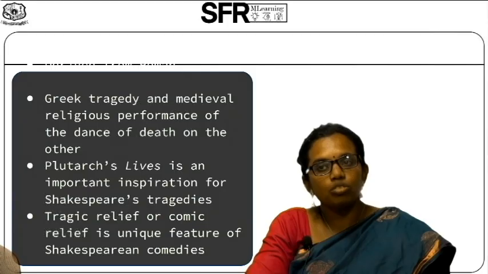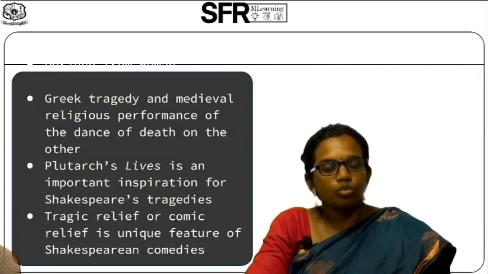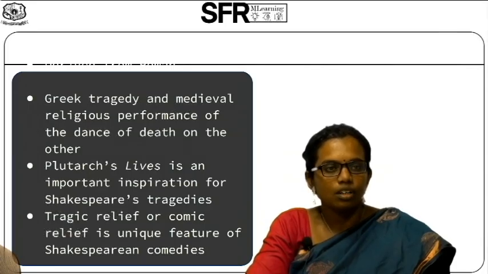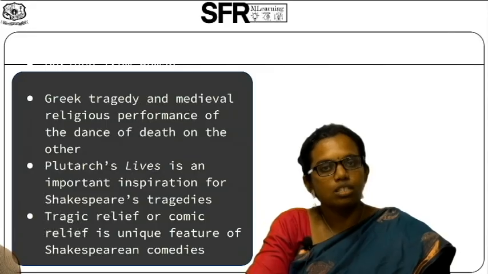So it is a combination of Greek mythology and the mythology around death, which evolved during the course of the 12th to 14th centuries. Most of the tragedies are derived from Plutarch's Lives, a collection of the most famous Greek men, Greek kings and philosophers. So it is an important inspiration for the great tragedies of Shakespeare.